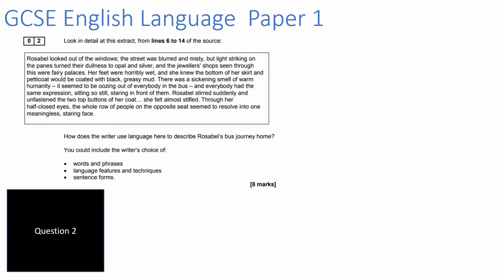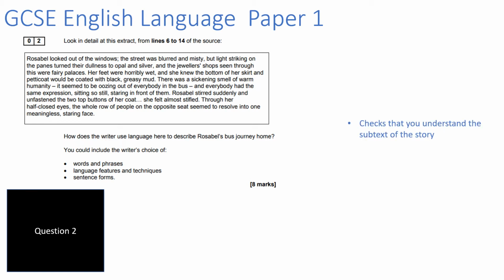Now again, like question 1, this is limited to a small section of the text, and you can see here that this one is from line 6 to 14. So you should be talking about the techniques in line 6 to 14. So what's in that little box there? Not the whole story and other extracts in there, but what's actually in this bit here.